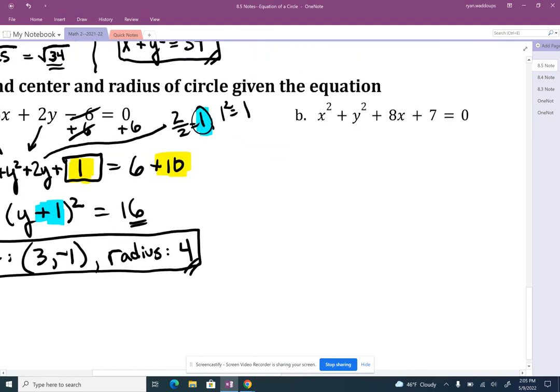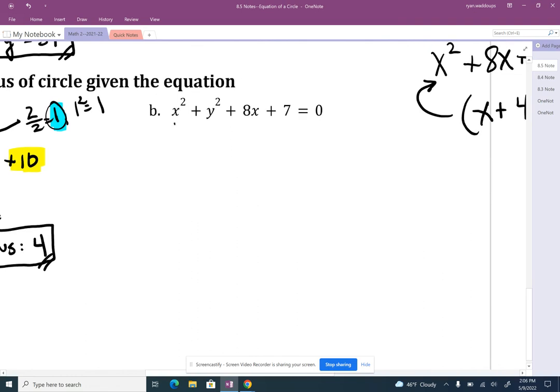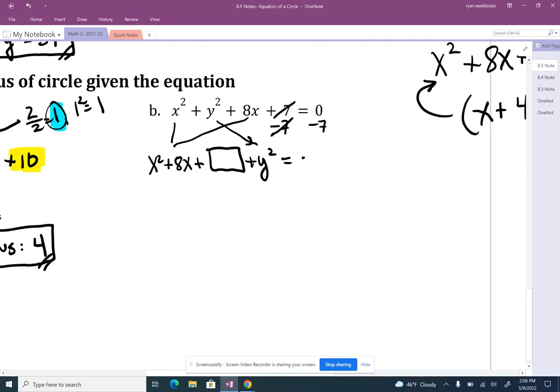Let's look at B. We're going to do the same thing again. We're going to take our x terms, put them together. x squared plus 8x plus, we'll leave this open right here, plus something, plus y squared. And then there's no other y term, so we're just going to leave it as plus y squared. And then minus 7. I'm going to subtract 7 from both sides. So those cancel, and it's equal to negative 7.